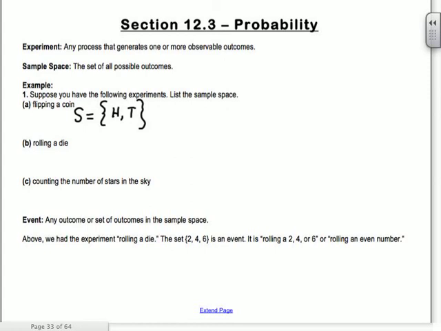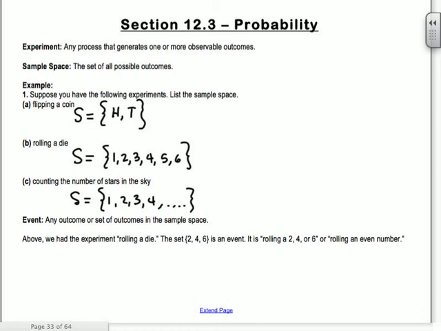All right, rolling a die. The different outcomes would be 1, 2, 3, 4, 5, and 6. Counting the number of stars in the sky. It's a weird one. So you could have 1, 2, 3, 4. Am I going to keep writing? No, dot, dot, dot, right? It's kind of a debate. Is there an infinite number of stars in the sky, or is it finite? I would think that it goes on forever, but maybe I'm crazy. So I'll do dot, dot, dot.